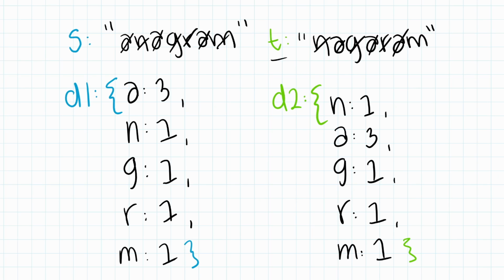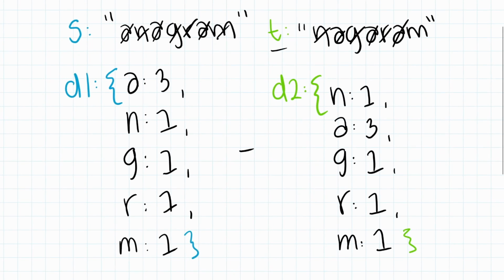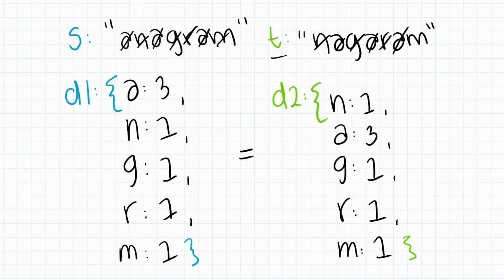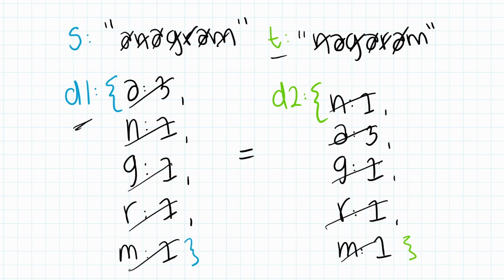And then all we're going to do at the end of that is see if these two values are equal. Are they equal to each other? Well, we can look at our first value in our D1 table. Is there an A3 value? So is there 3 A's in D2? Yes, so we know that's true. Is there one N value in each table? Yes. Is there one G value in each table? Yes. Is there one R value in each table? Yes. And then lastly, M, yes. So in the end, we're going to return true. And these are our two methods that we're going to use to solve this problem.